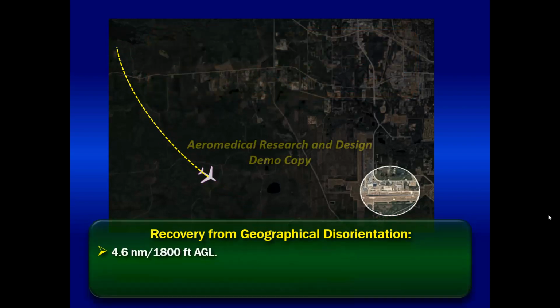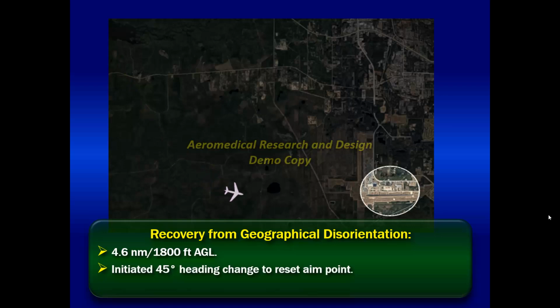However, when they reached a point 4.6 nautical miles from the airfield at 1,800 feet above ground level, the first officer suddenly realized his mistake and began to correct their flight path. To intersect the proper approach path, he initiated a 45-degree left heading change and simultaneously sharply lowered the aircraft nose to reset his aim point on the runway.